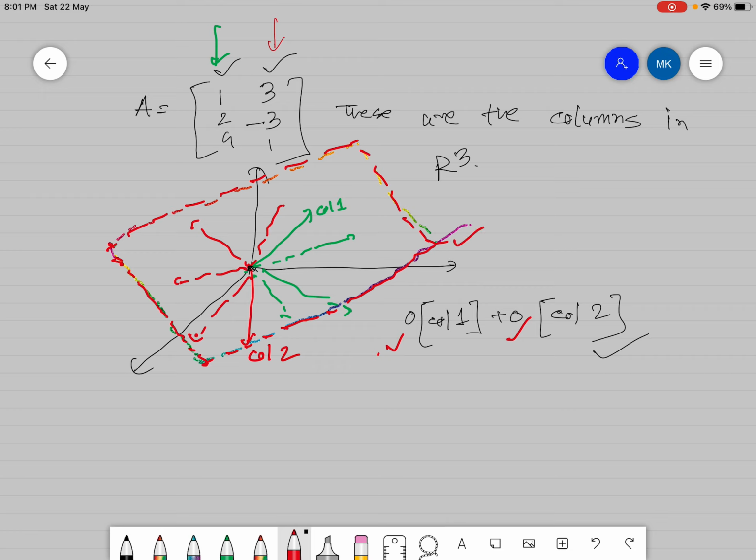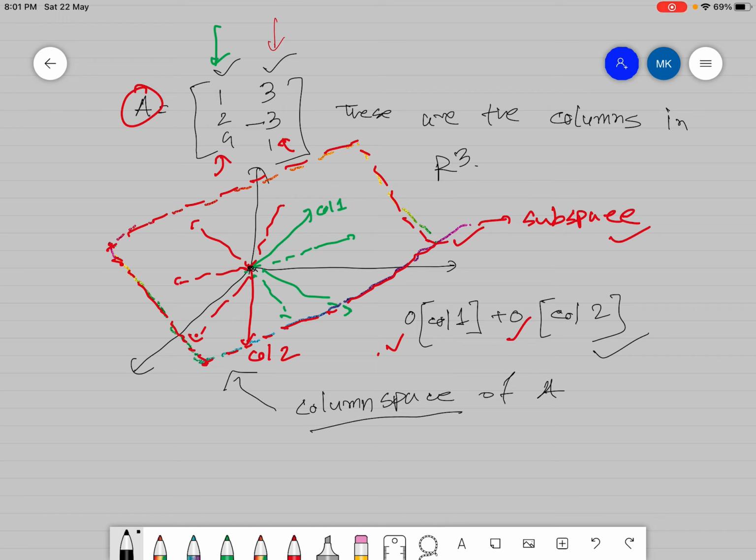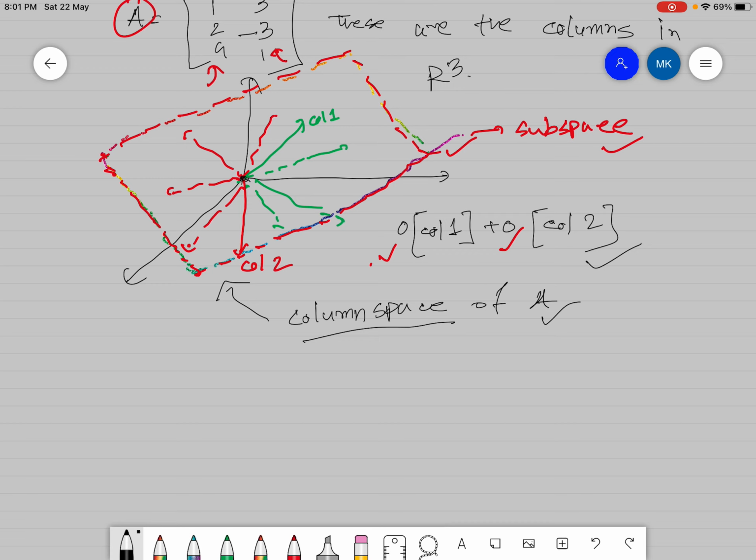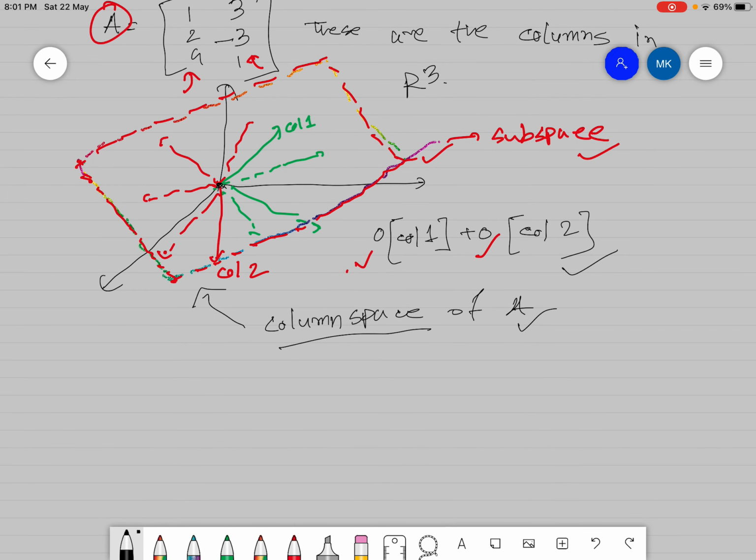So this is a vector subspace, and as this subspace is made up of the columns of this matrix, that's why it is called the column space of A, this particular matrix A. So column space is basically the area or the vector space that is covered by the columns of any matrix A. All right, so this is basically a plane that goes through the origin in R3.